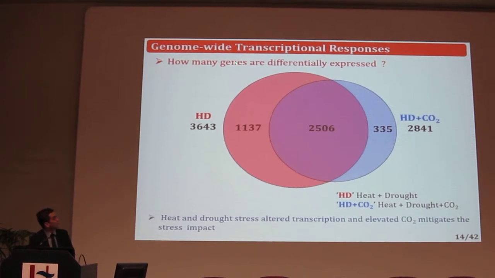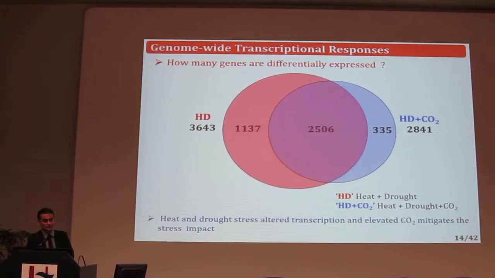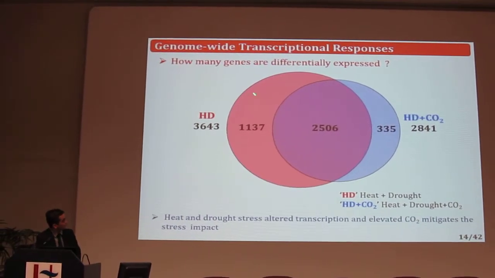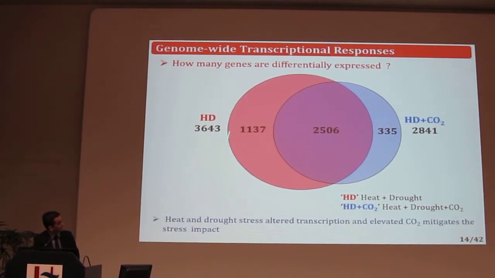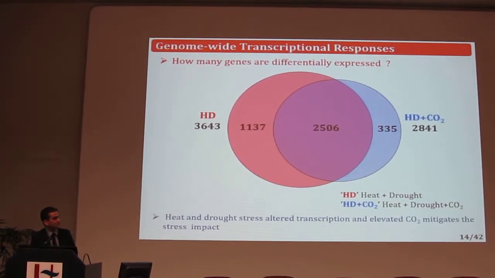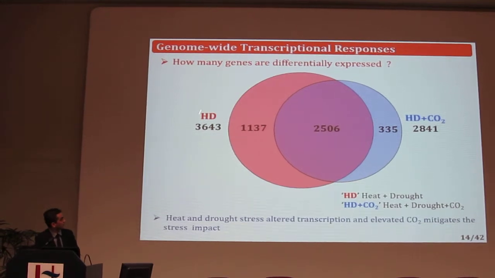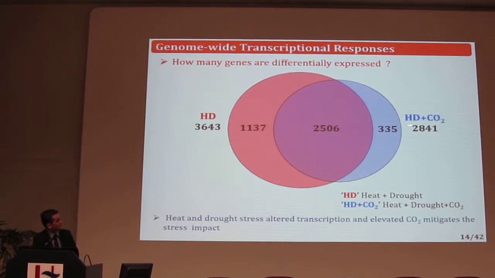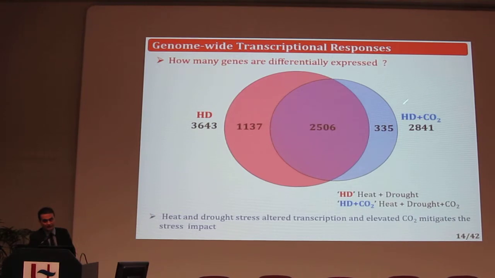So we did genome-wide transcriptional analysis by using microarray. We can see with this Venn diagram, it represents the differentially expressed genes in Arabidopsis during the heat and drought exposure and during the heat and drought in the presence of elevated CO2.